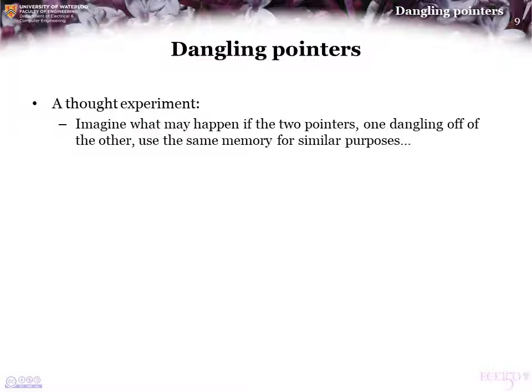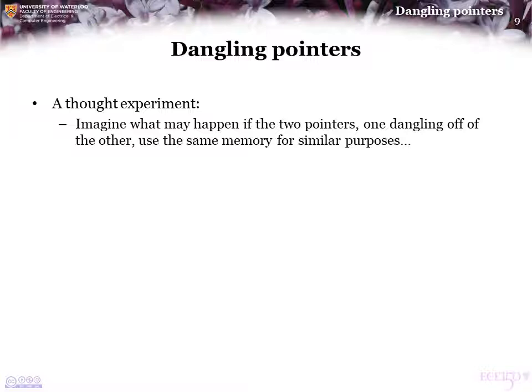So a small thought experiment. Imagine what may happen if you're using two pointers, one dangling off of the other, both of them having the same address and both of them being used for similar purposes. So if you have that dangling pointer, you may be assigning to that same location with similar values. So if you're focused on the one that is not dangling, you're looking at that memory location and it's 5, and then all of a sudden it jumps to 7.